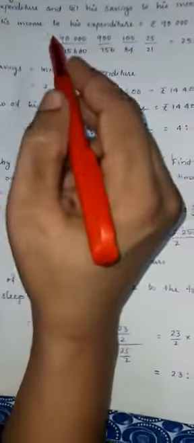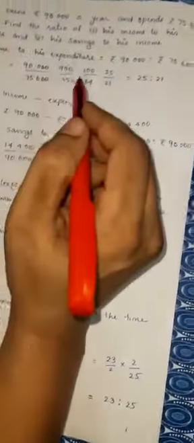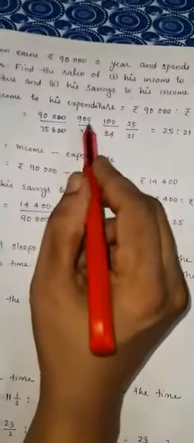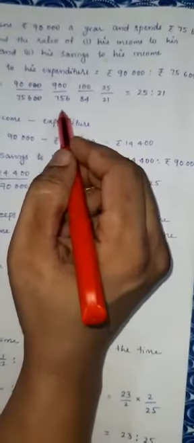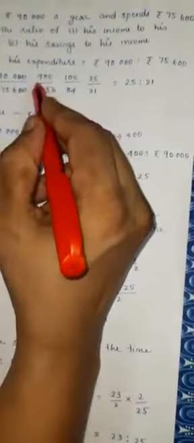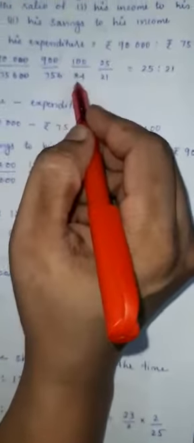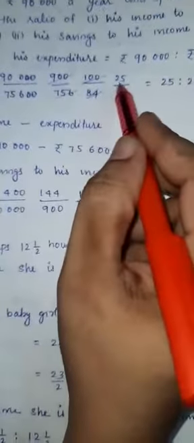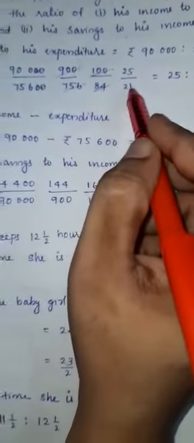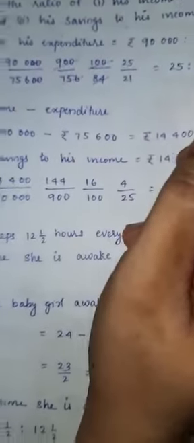You know, in this one both are coming in the table of 100, cancel by 100. So this is coming 900 by 756. Again both are coming in the table of 9. So cancel out by 9. So this is coming 100 divided by 84. Again both are coming in the table of 4. So cancel out by 4. 25 by 21. So the answer is 25 is to 21.